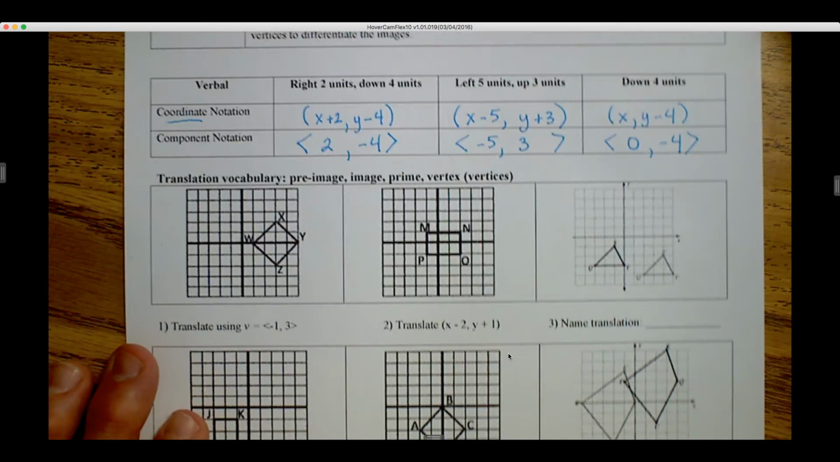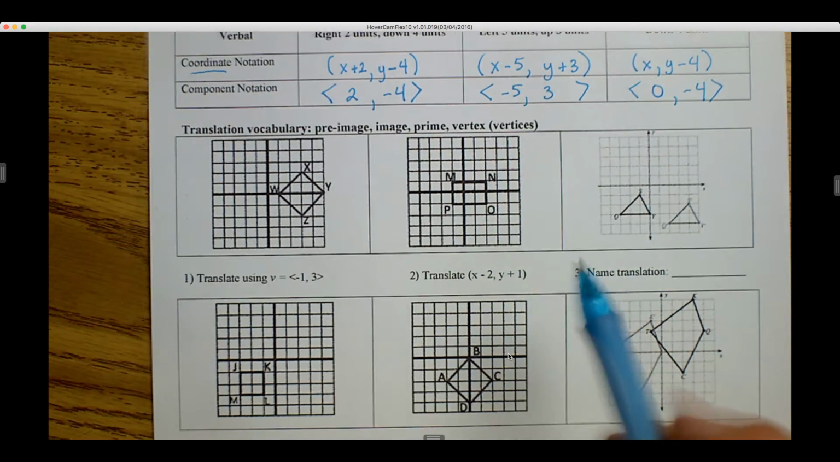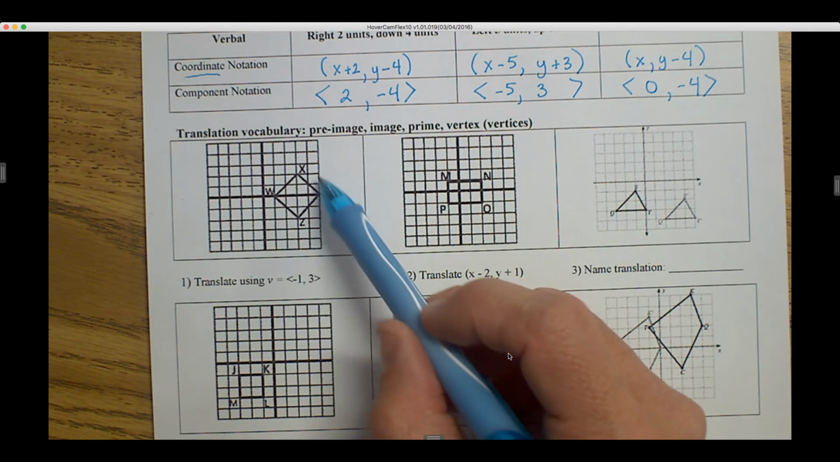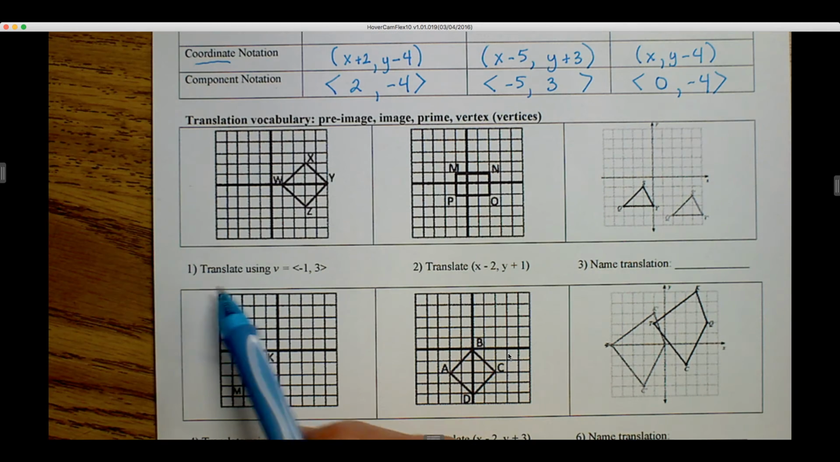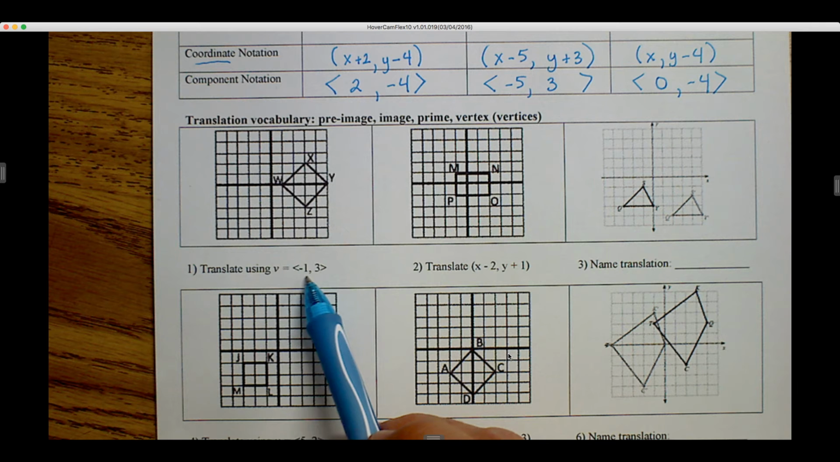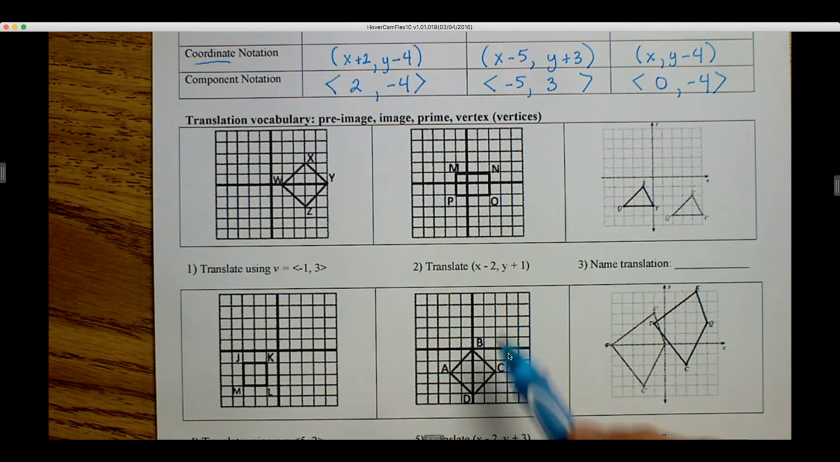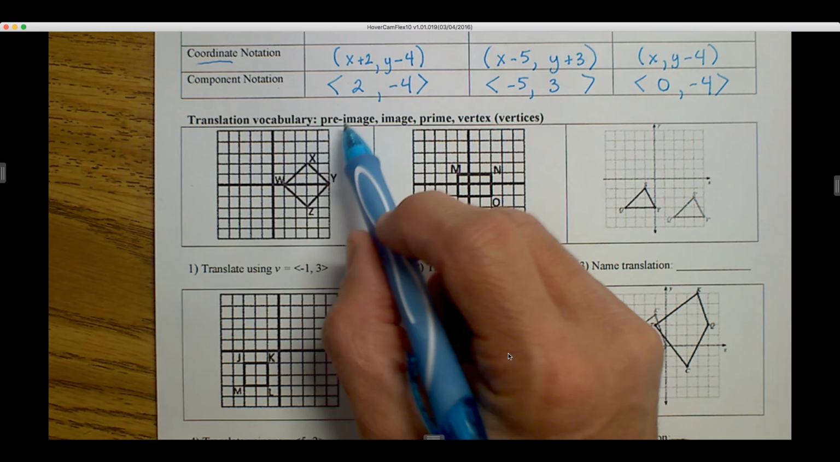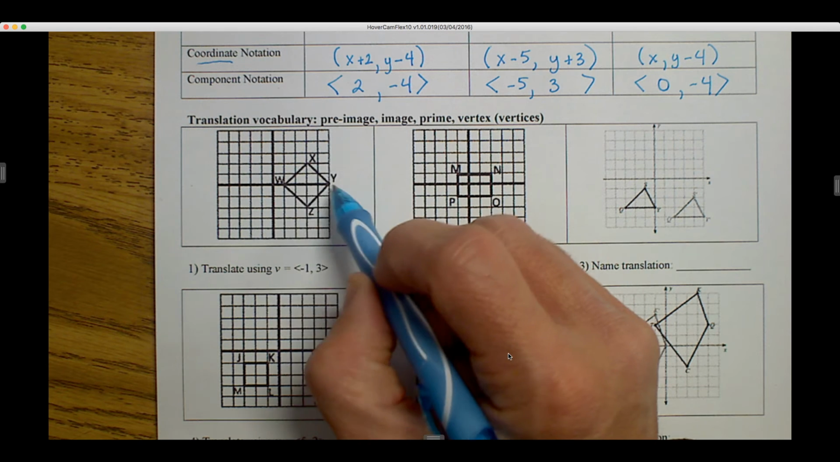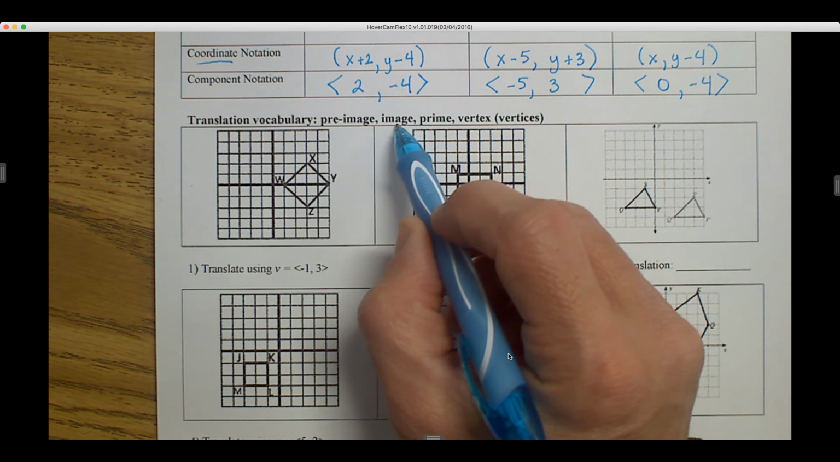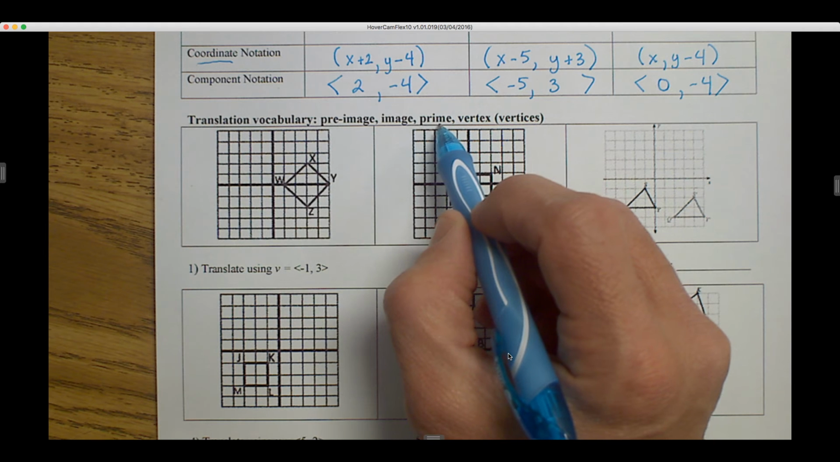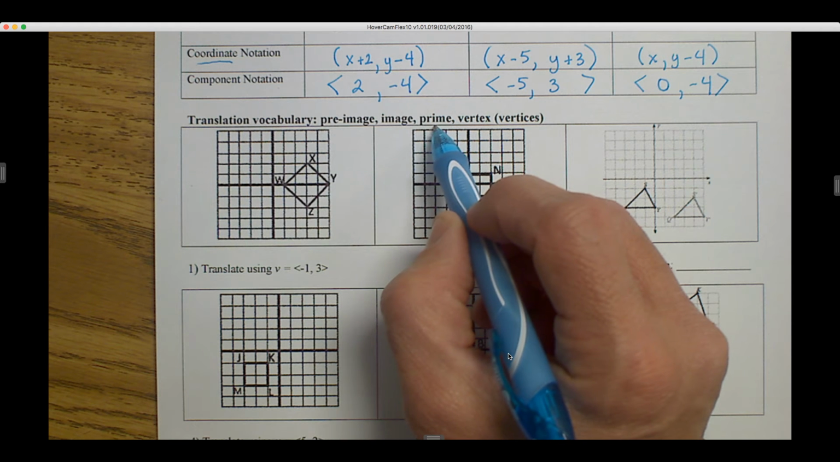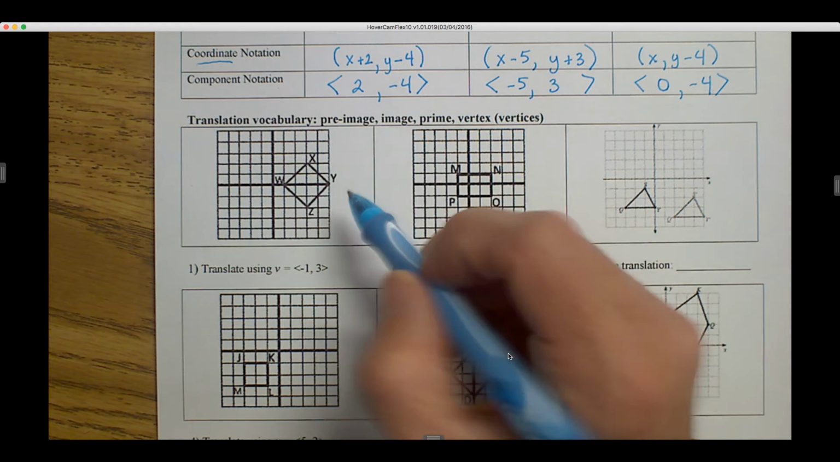When we go to the second part, we're going to be given a shape. We're going to be asked to translate it using this vector notation or component notation, and then draw the new shape. We have a pre-image. This is our pre-image. We are going to create the image. We are going to put the prime markings on there, on the vertices or the vertex.